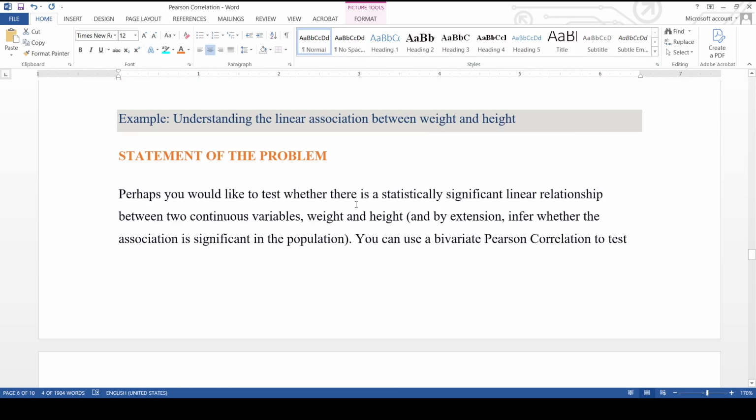Perhaps you would like to test whether there is a statistically significant linear relationship between two continuous variables, width and height. Which means the more you are getting bigger, the same way you are getting taller. Is there a relationship like that? By extension, infer whether the association is significant in the population. You can use a bivariate Pearson correlation.